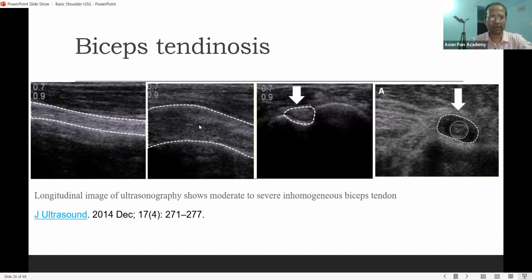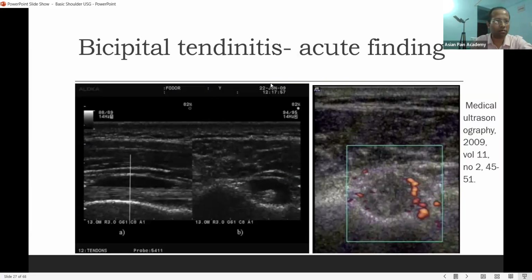So here also you see biceps tendinosis. This is a hypoechoic structure. So this is not homogeneous. This part can be normal, but not this part. Okay, not this part.